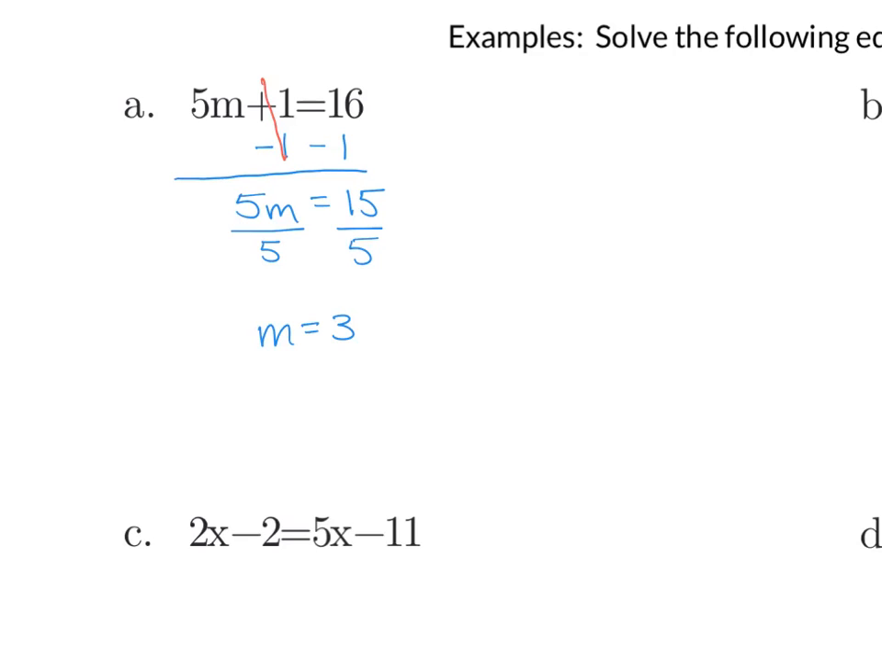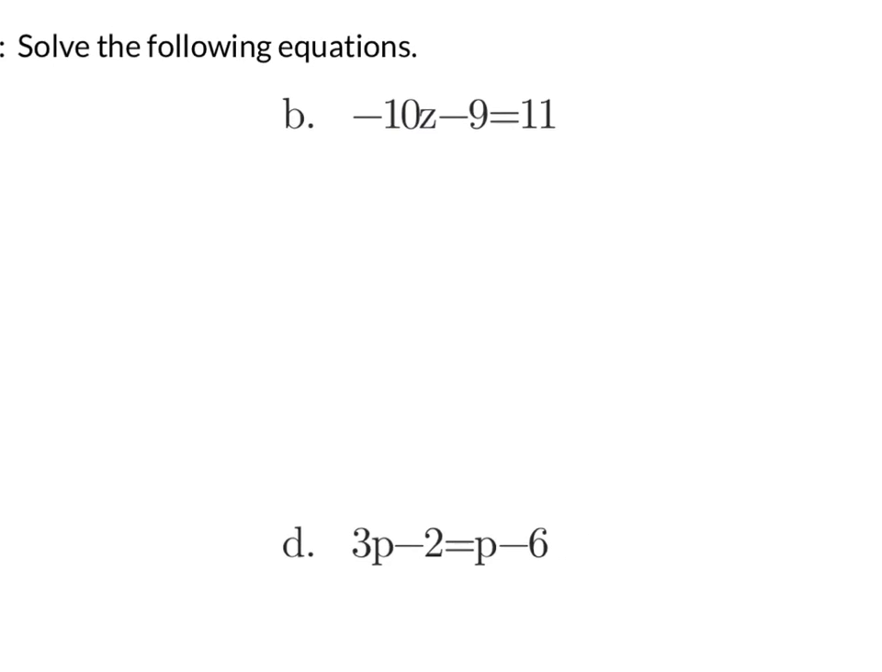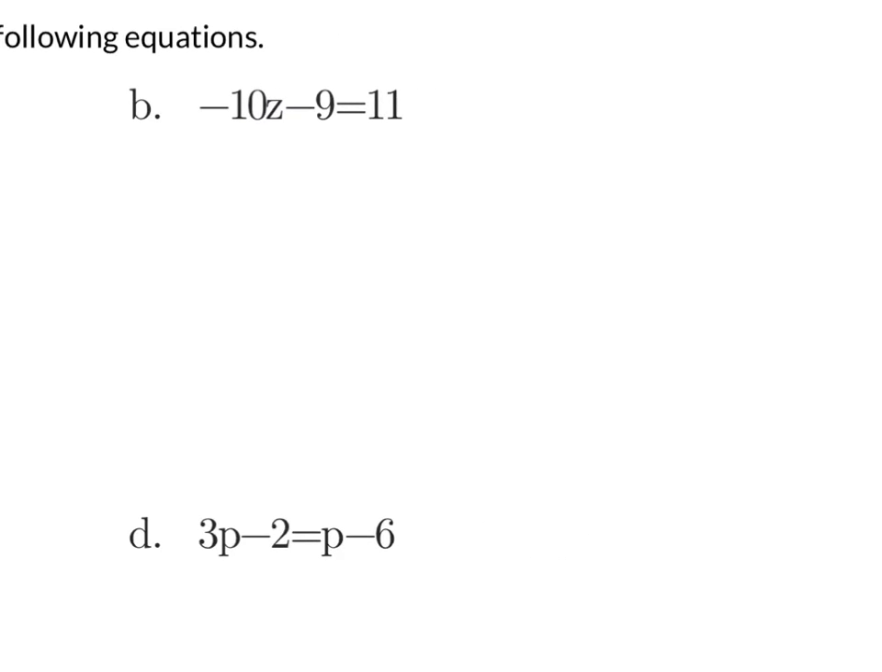Okay, let's try a similar example. Let's look at B. This one we're going to have to deal with the negatives, but again, this is going to be basically the same idea. Again, I cannot simplify either side. There's no parentheses, there's no like terms that can be combined. So I'm going to start by moving my constants to the right. We want to get rid of minus 9, so I'm going to add 9 to both sides.